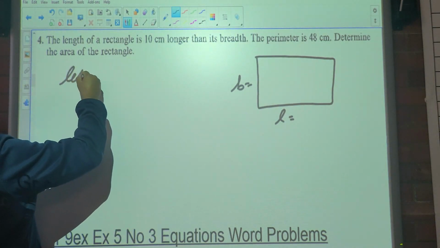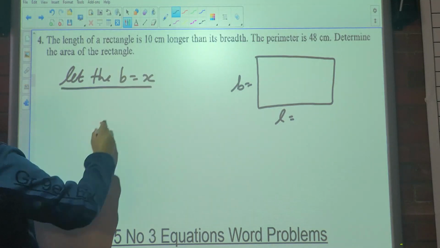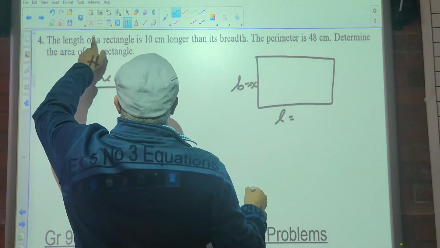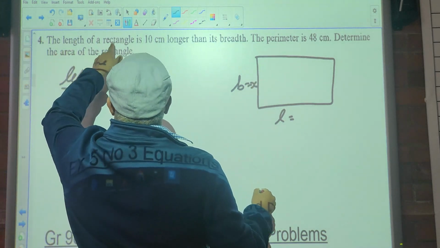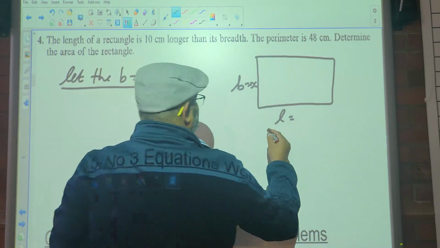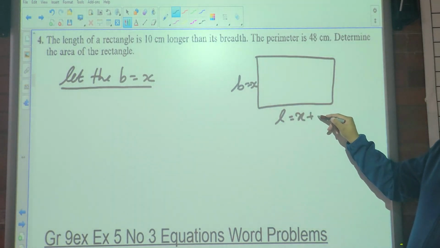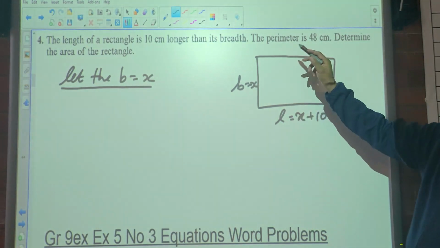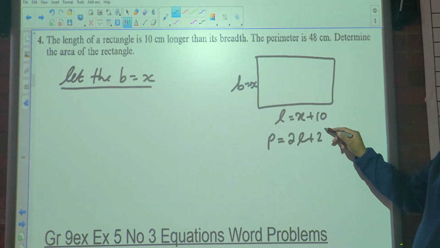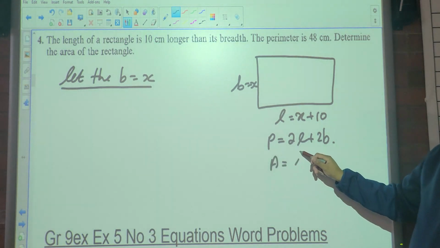So what do I say? Let the breadth be x. Then we know that the length of the rectangle is 10 centimeters longer than the breadth. So what will the length be in terms of x? x plus 10. The perimeter, how do you work out perimeter? 2 length plus 2 breadth. You tell me the area, how do you work out area?